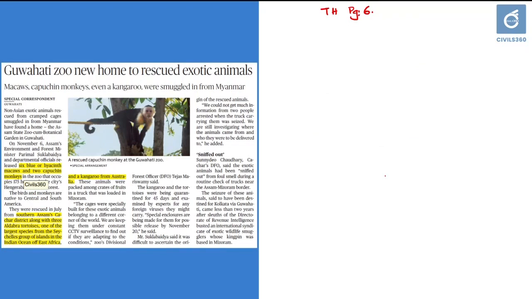And the next one is "Guwahati zoo new home to rescued exotic animals". This is also from The Hindu, located on page 6, and it is not directly related to mains. This is primarily important for prelims. You just need to understand what these animals are: hyacinth macaws, capuchin monkeys, the Aldabra tortoise, and the kangaroo from Australia. Identify these exotic animals.